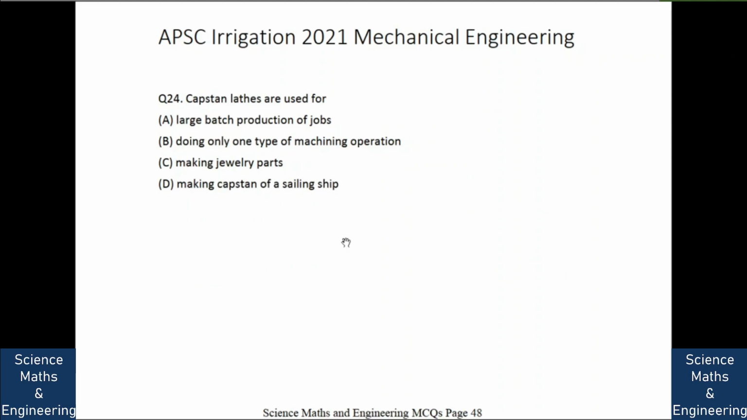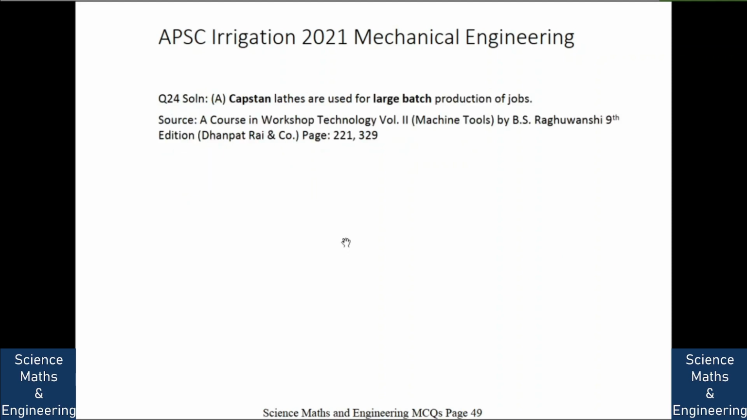Capstan lathes are used for A, large batch production of jobs, B, doing only one type of machining operation, C, making jewelry parts, D, making capstan of a sailing ship. So you can pause and think of the answer. So the answer is capstan lathes are used for large batch production of jobs. Okay, so this is from Workshop Technology. In case you have any doubt, you can follow the source. So we'll go to the next question.